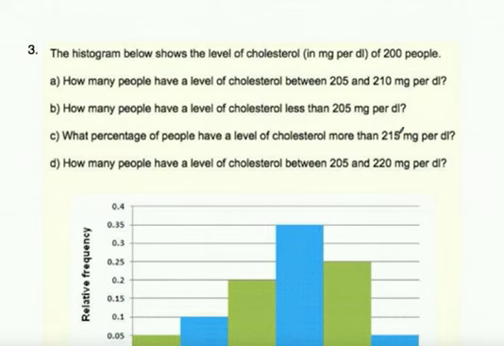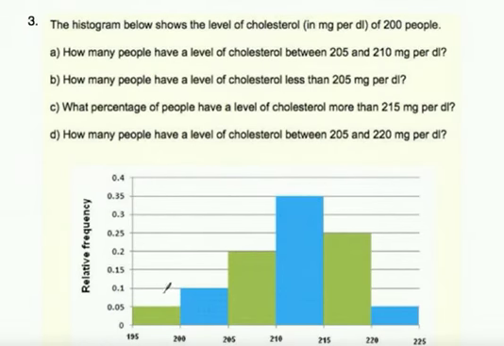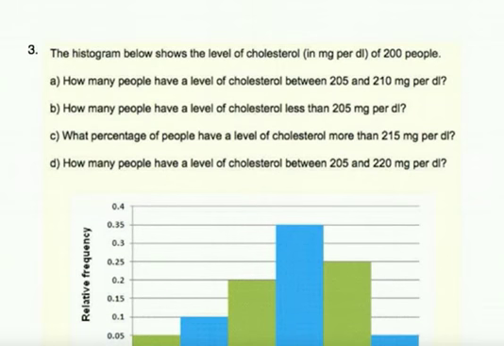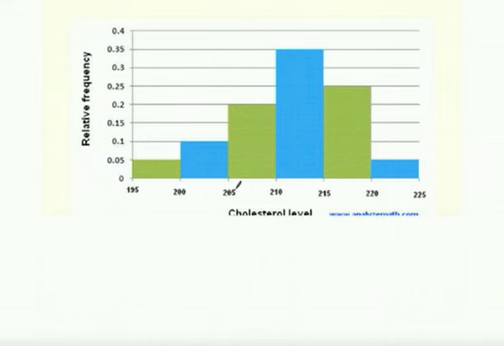Number 3 says the histogram below shows the level of cholesterol in milligrams per deciliter of 200 people. So A says how many people have a level of cholesterol between 205 and 210 milligrams per deciliter. So scrolling down here, we're going to go between 205 and 210. So that would be here. That would be 0.2.